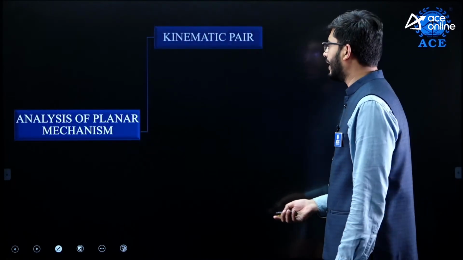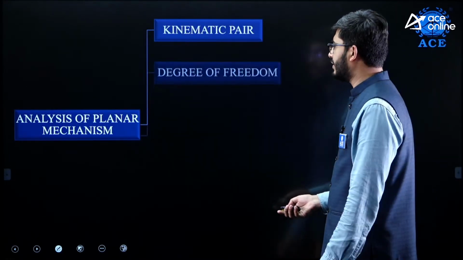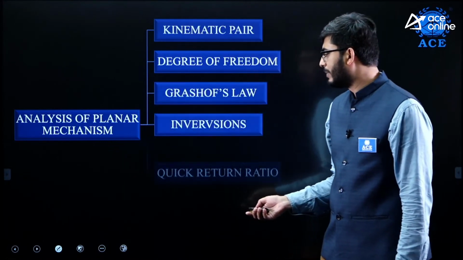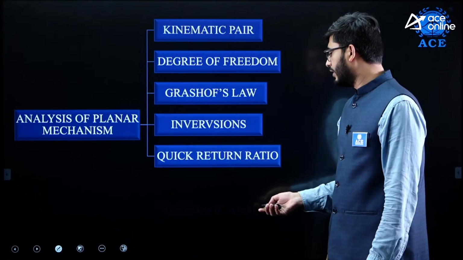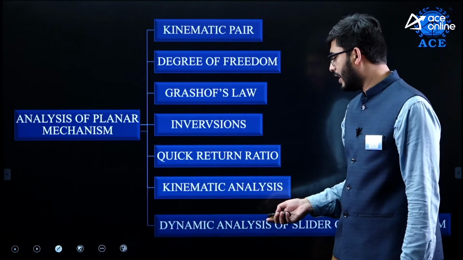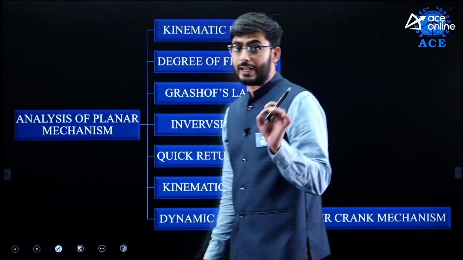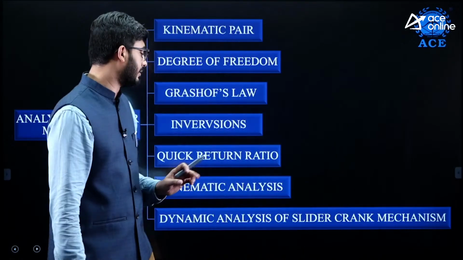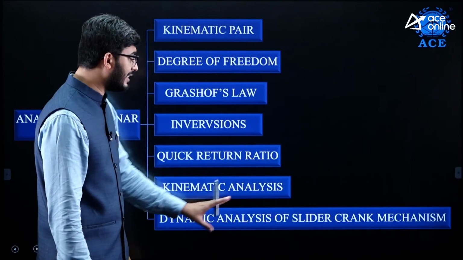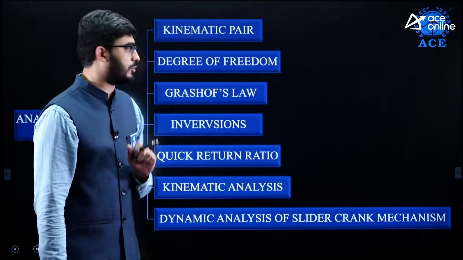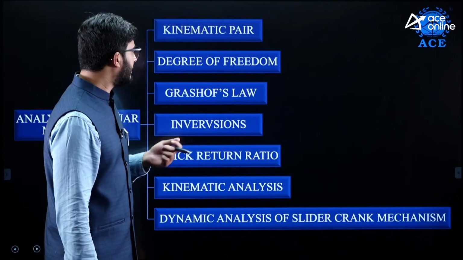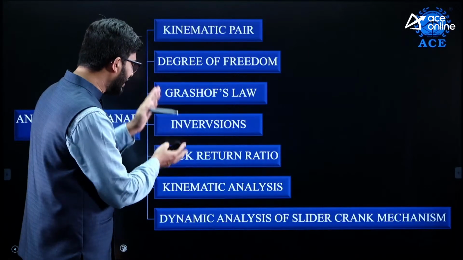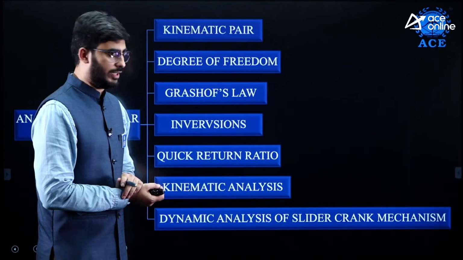Under analysis of mechanisms, we have kinematic pair, next is degree of freedom, next is Grashoff's law, followed by inversions of the mechanism, next is quick return ratio, kinematic analysis, and dynamic analysis of the crank slider mechanism. Dynamic analysis of only the crank slider mechanism. So I'm specifically writing the mechanism name here also, guys. Now guys, what type of questions can we expect from all these concepts? Let us try to understand.